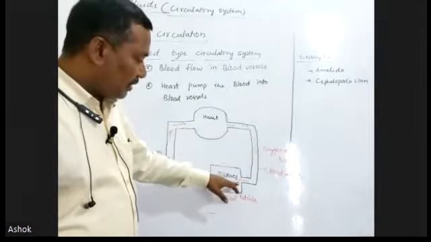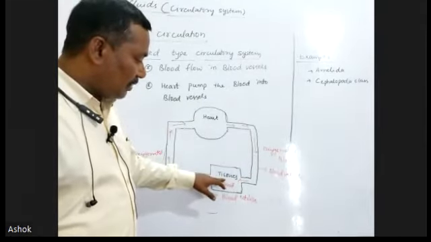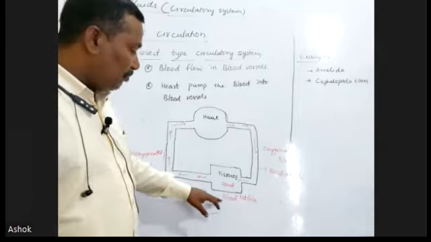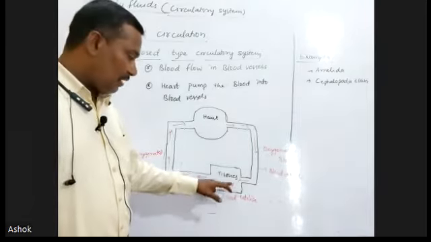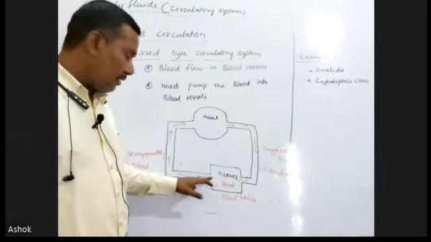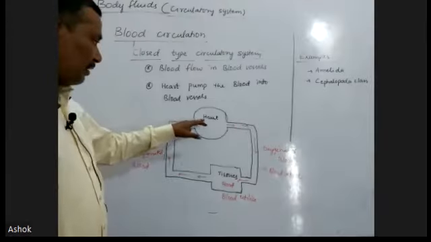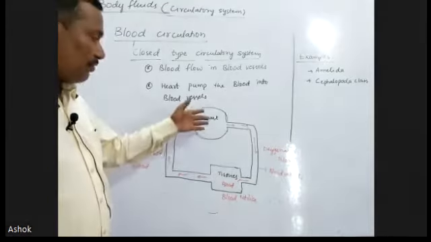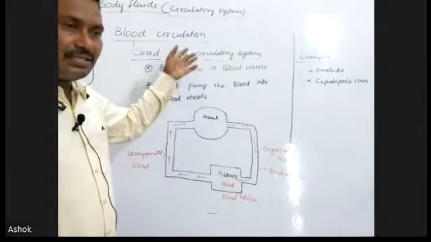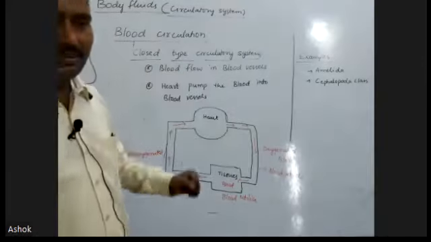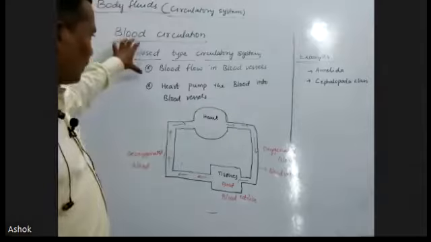Through the blood vessels, the blood enters the tissue. In the tissue, the blood is utilized and converted into deoxygenated blood. This deoxygenated blood again enters the heart. From the heart, it enters the lungs, where it must be purified. But here we have to discuss the closed type.